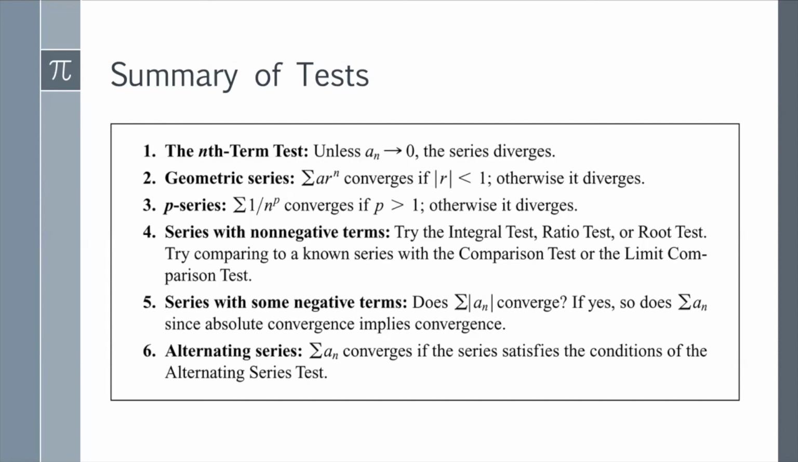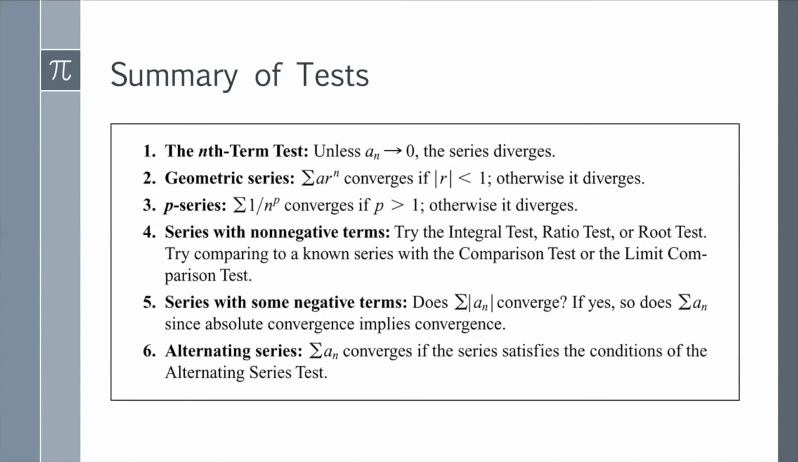Then we have geometric series. A geometric series converges if the absolute value of r is less than 1. Otherwise, it diverges. Remember that with a geometric series, you can actually find the exact sum. P series, we use those a lot with our comparison tests. The sum 1 over n to the p converges if p is greater than 1. Otherwise, it diverges.